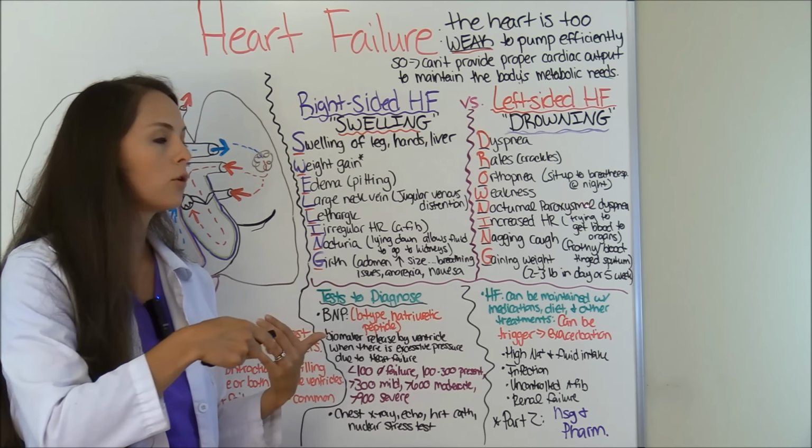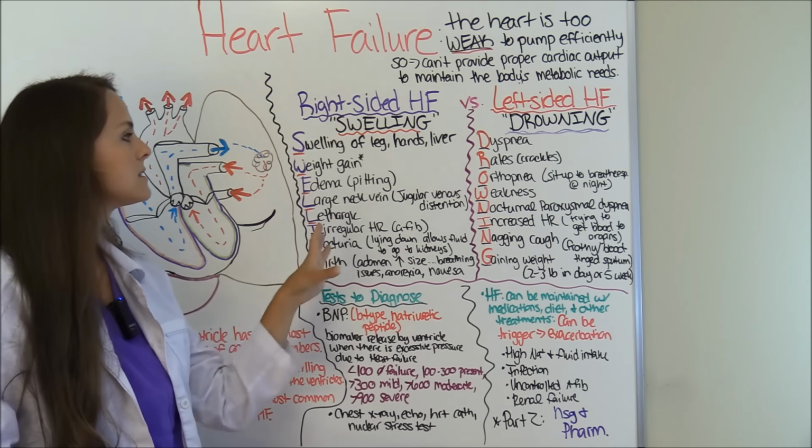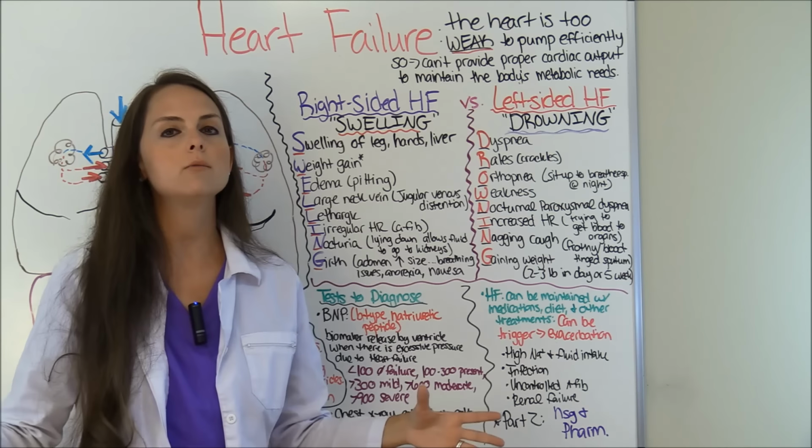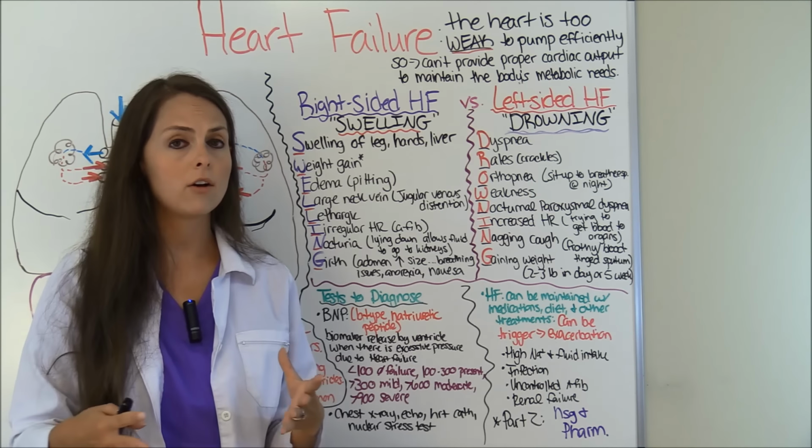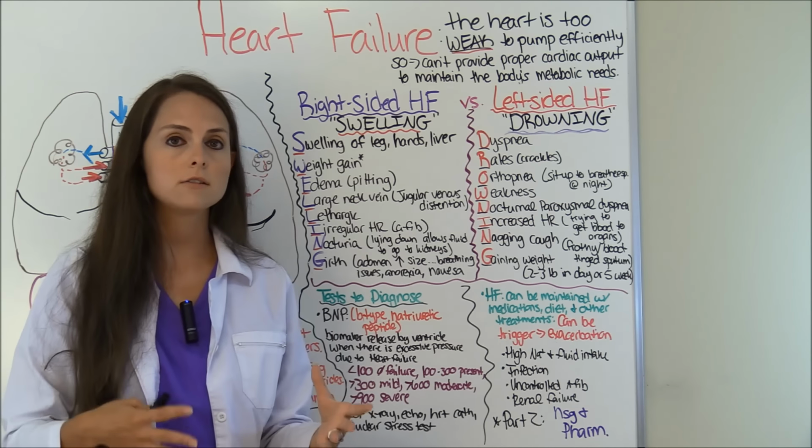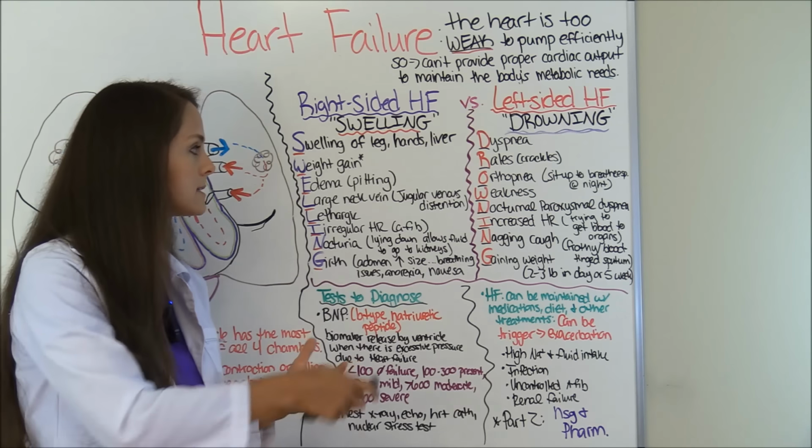And then W for weakness. Again, just like with right-sided heart failure, they're going to be extremely weak just because that heart cannot put out the cardiac output it needs to meet your body's metabolic needs.